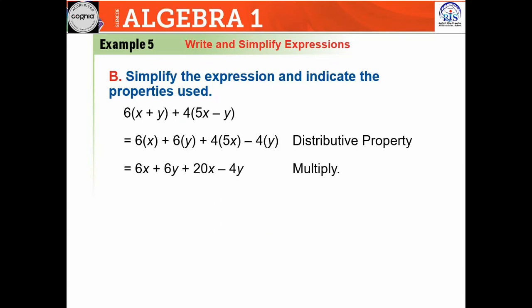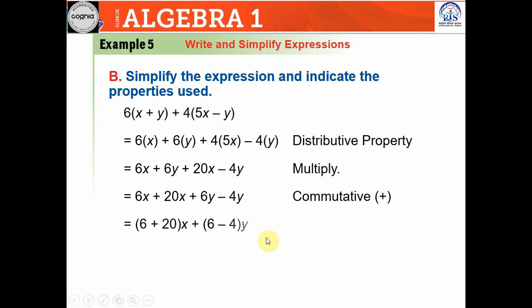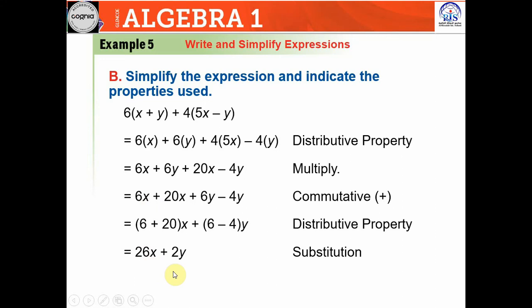Here I multiply, then I do the like terms, 6x and 20x, 6y minus 4y. I order them beside each other using the commutative property of addition. Then here I use the distributive property, which is addition. Easier, we can add directly. 26x plus 2y, this is substitution, and this is the final answer.